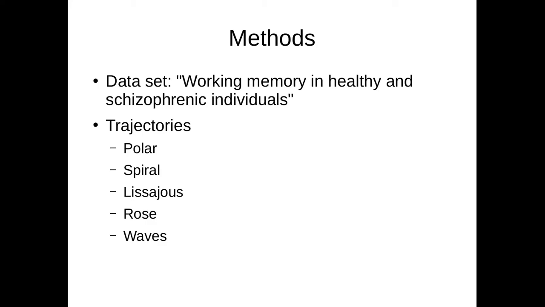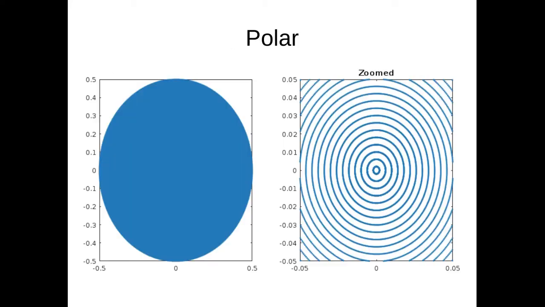We used OpenfMRI's working memory in healthy and schizophrenic individuals dataset. This dataset was used in a study focusing on the functional connectivity of individuals with schizophrenia when they are doing cognitive tasks. We used 4 patients' anatomical brain MRI images as test data for this project.